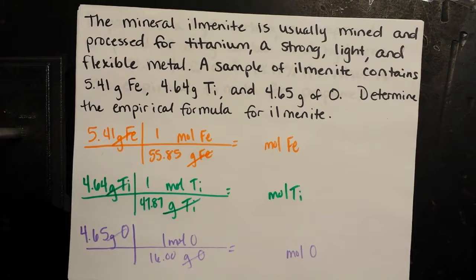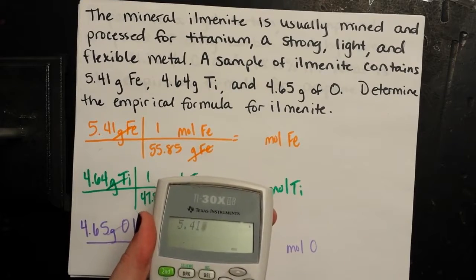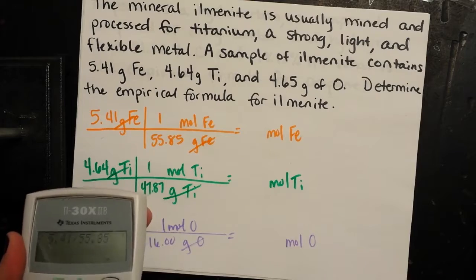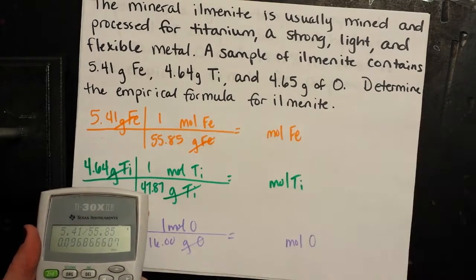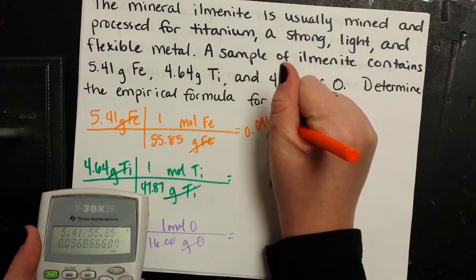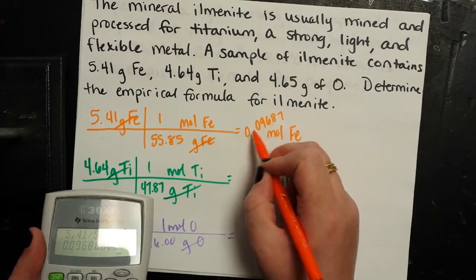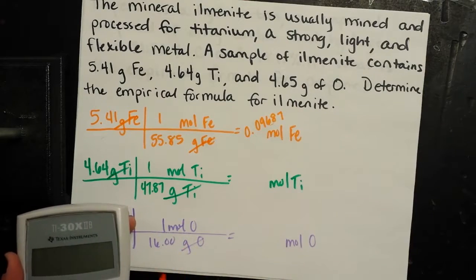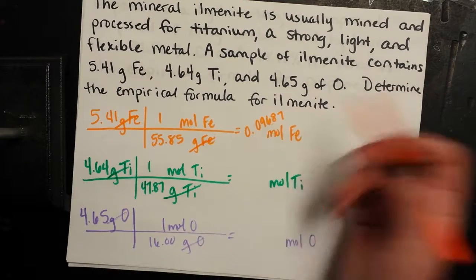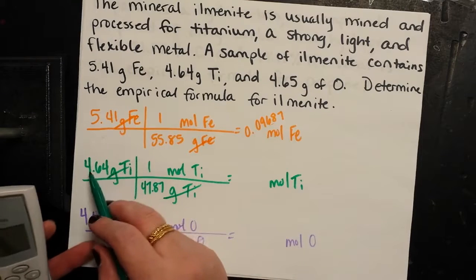All right, let's do the math. So if I have 5.41 grams of iron divided by 55.85, that means that I've got 0.09687. Here I went to 5 decimal places. It's just because one of them is a 0, so I kept up significant figures there, but you could have rounded that up to a 9, and it probably wouldn't have changed your answer too much.